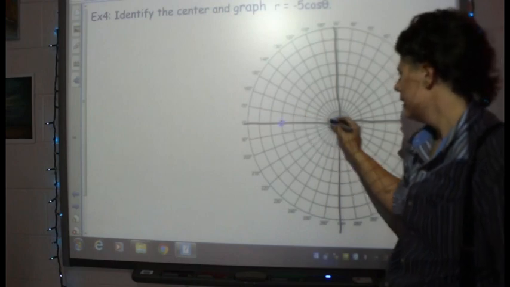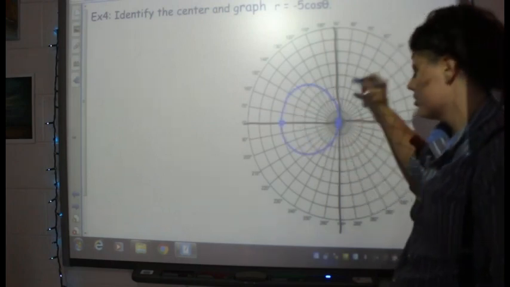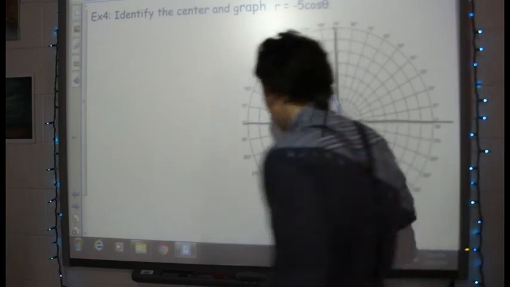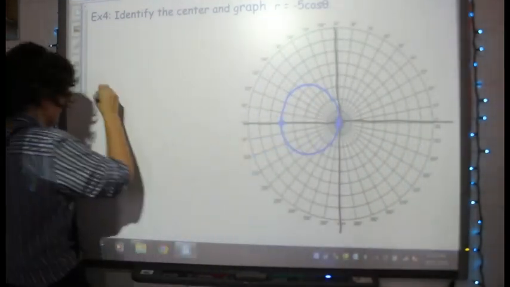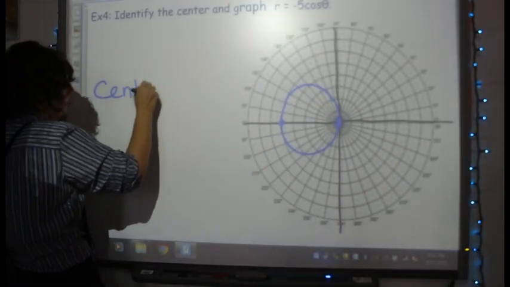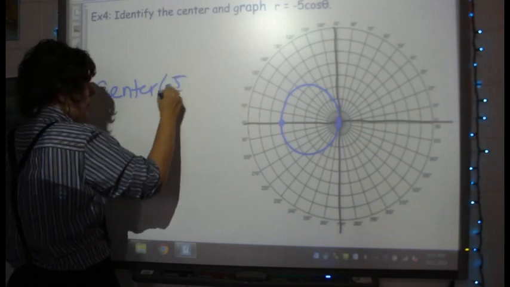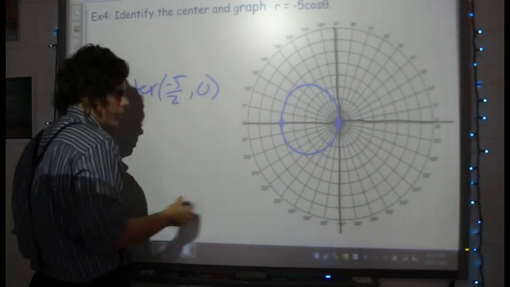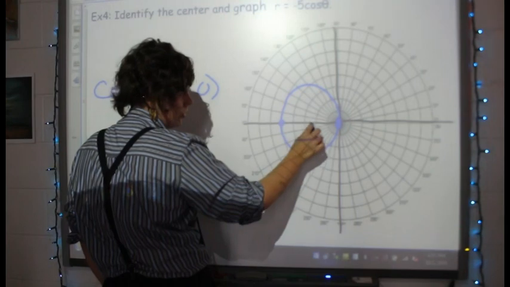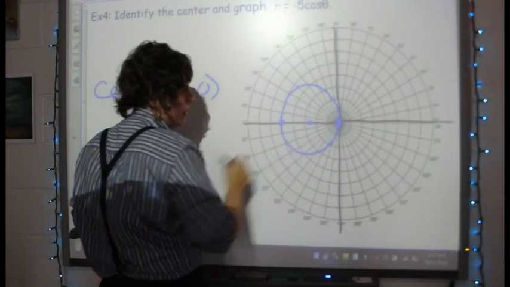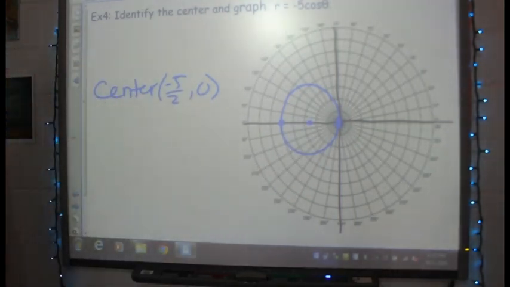Got a dot. And do my best to draw a circle. The center again is going to be right between there, but I went to the left. So for my center, I'm going to have -5 divided by 2, 0, which I can see. -1, 2, 2.50. There it is. There's my negative 5/2 or negative 2.50. That is in fact my center.